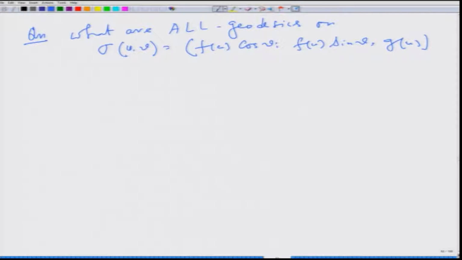For that we need a deeper theorem, it is called the Clairaut theorem. The proof involves geodesic equations again, but let us see the statement. Let gamma be a unit speed geodesic.